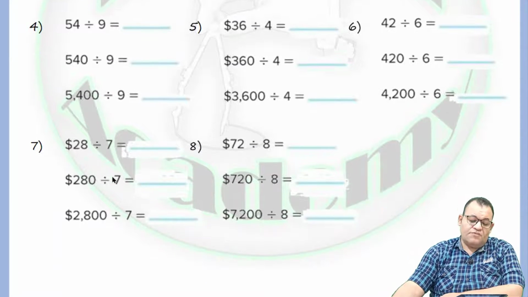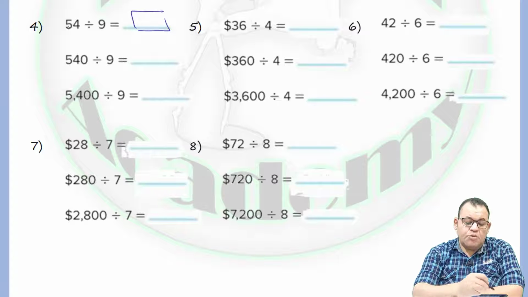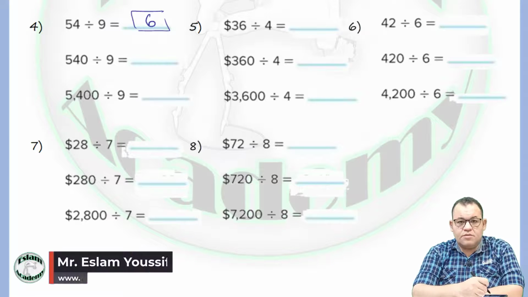Again for question number 4. 54 divided by 9. What is the number? If I multiply it by 9, the answer will be equal to 54. You will find that this number is equal to 6.